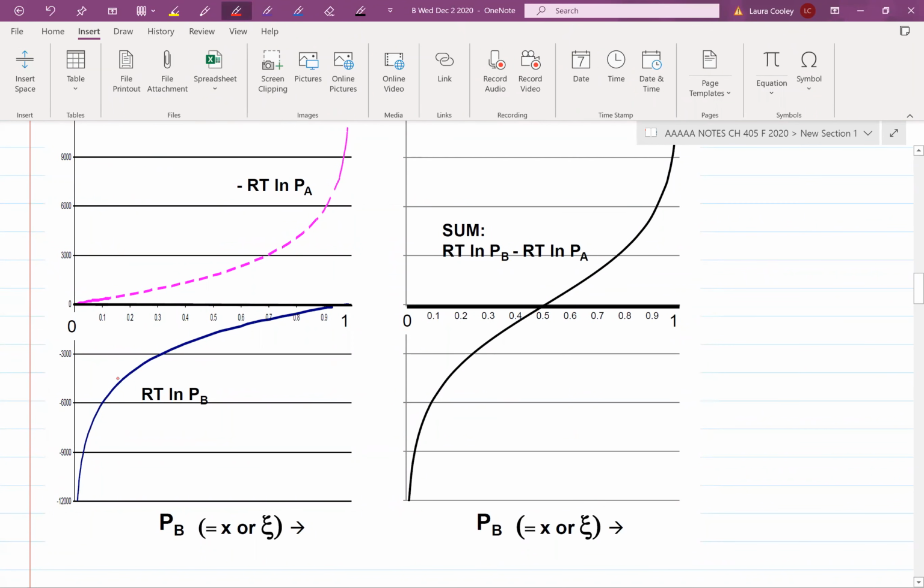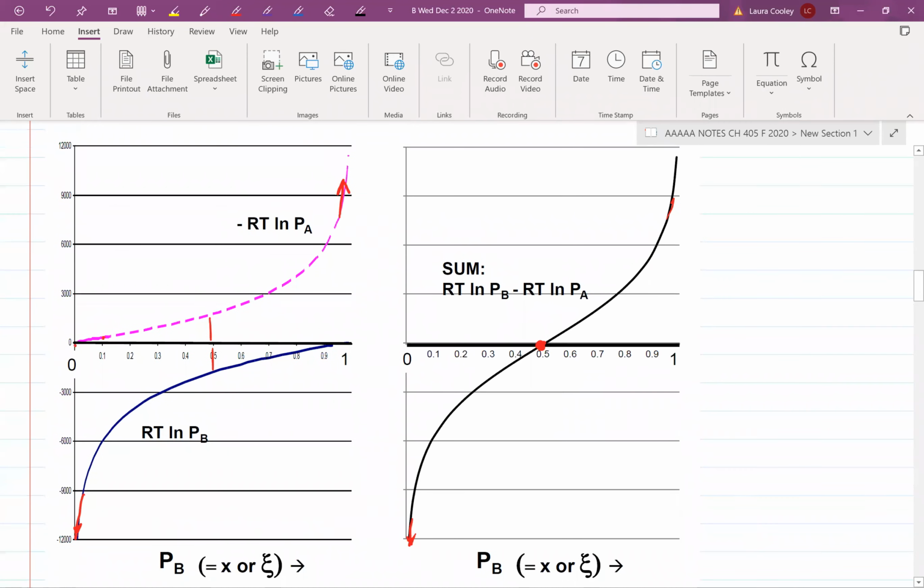When you add these two, you're basically adding them point by point, and you can see right here they're going to cancel out in the middle. You have just as much positive here as you have negative. So that's why it goes through the 0 over there. And then this negative infinity down here, well, nothing you can do about that. It's going to be there, and the positive infinity here. So you get this really beautiful looking curve.